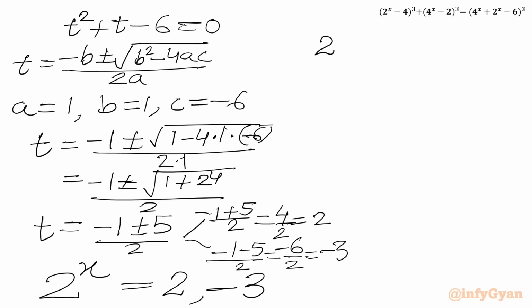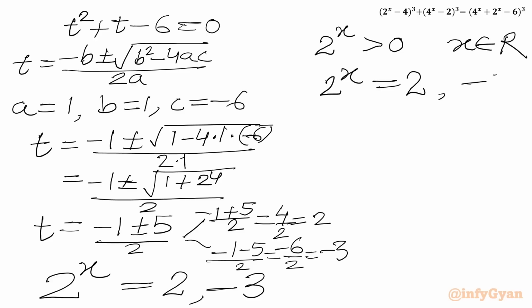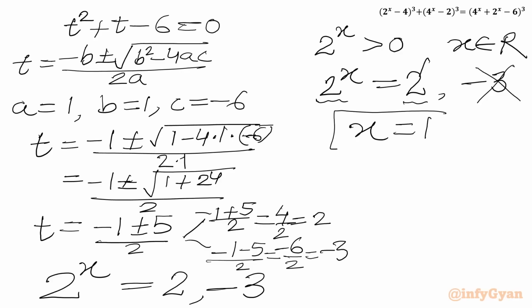Now we know that 2^x must always be greater than 0 for x belonging to real numbers. So we will accept 2^x = 2 only. This −3 will be rejected as it is negative. Now I will write 2 as 2^1. Bases are the same, so we can conclude x must be equal to 1. So our final real solutions are x = 1, x = 2 and x = 1/2.